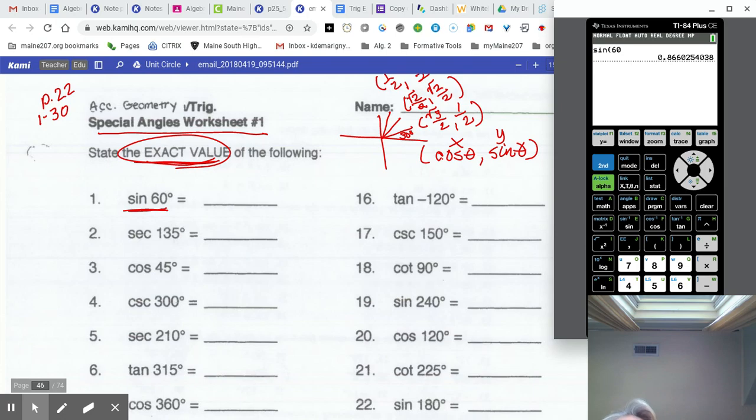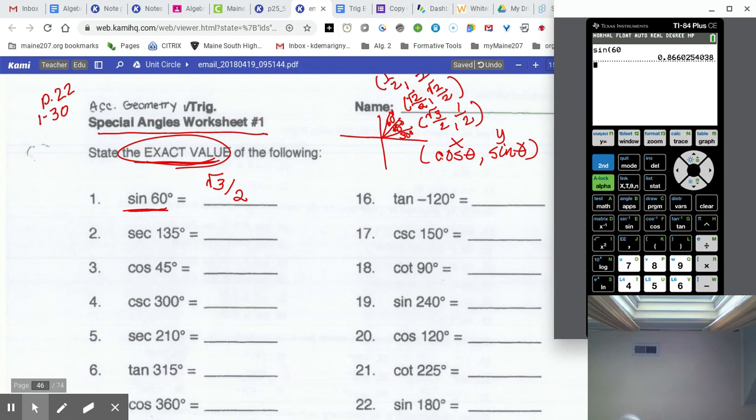So what I need you to do is to know that this is 30, this one is 45, and this one is 60, that they're in the order of cosine, sine, and therefore the sine of 60 degrees is root 3 over 2. It's something that you just need to have memorized.